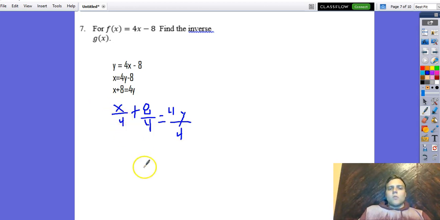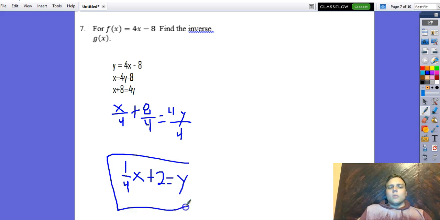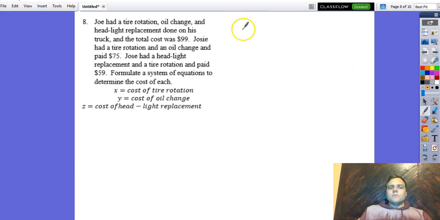So x divided by 4 is the same thing as 1/4 x. Because that's the reason I can write 1/4 x is because the understood number of x right here is a 1. So all I do is basically pop the fraction out to the side. So 1/4 x is the same thing as x divided by 4. Plus 8 divided by 4, which is 2, is equal to 4y divided by 4 is just y. And there we go.